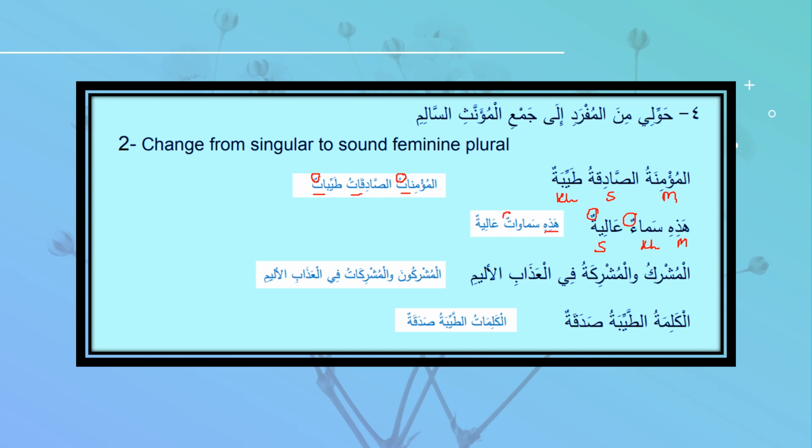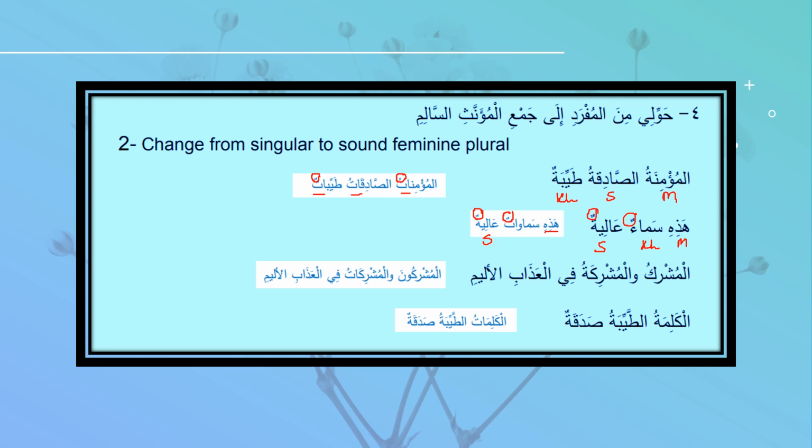Samawatun aliyatun. And do you know why aliya is not made into plural muannas? Why? Because this is ghair aqil. For the ghair aqils, the ism al ishara, the pronouns, the sifa, all three things will remain singular feminine. So that's why the sifa is not made into Jama Muannas.